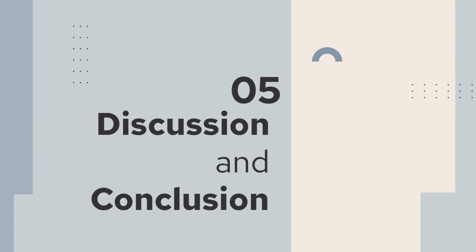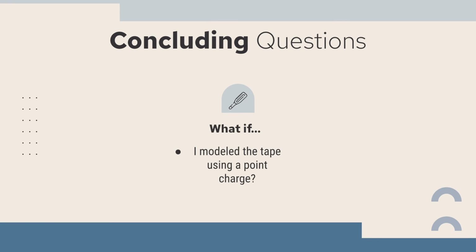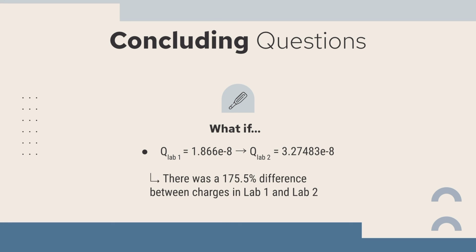So, discussion and conclusion. What if we modeled the tape using a point charge? Well, we found that between Lab 1 and Lab 2, where we modeled it with a point charge and line charge, there is an actual 175.5% difference between the charges in Lab 1 and 2, which shows that modeling them using different models leads to different results.